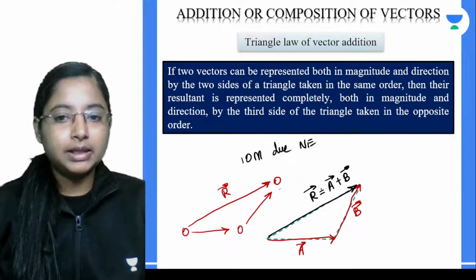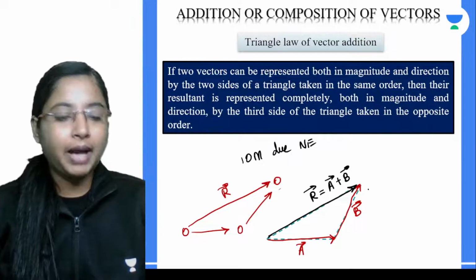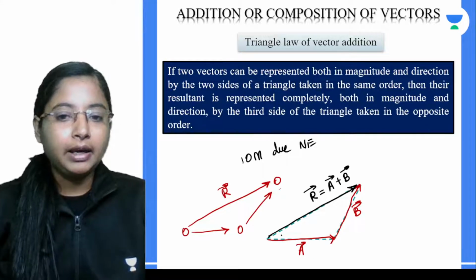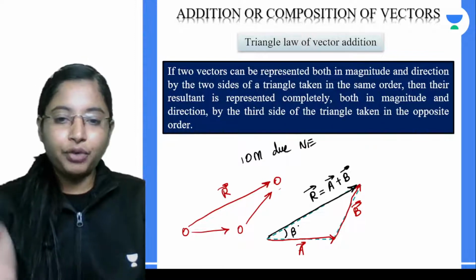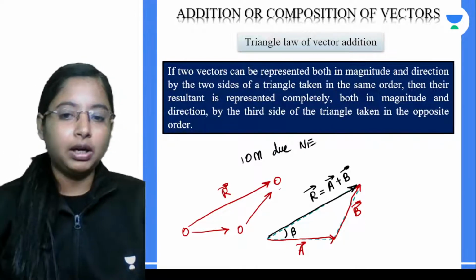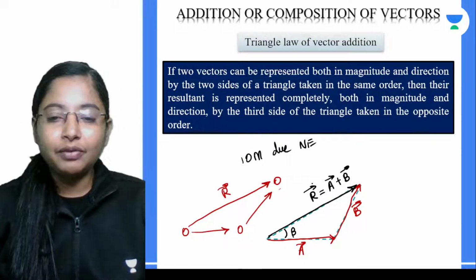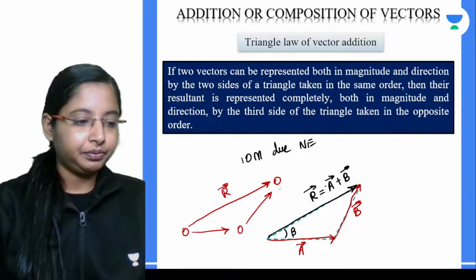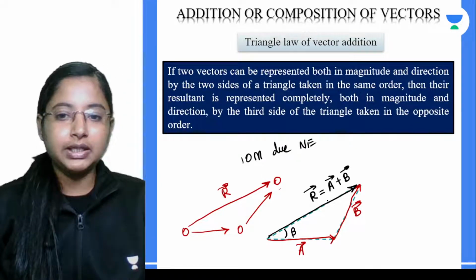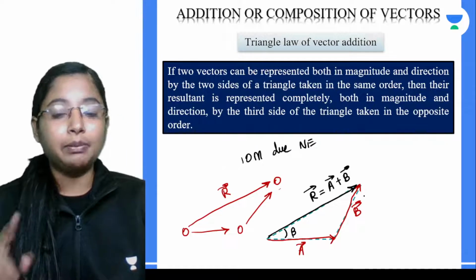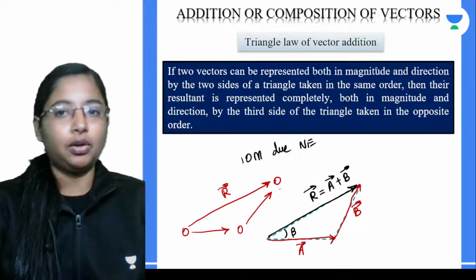Okay, so this R vector, the length of the vector will basically tell you the magnitude, that is the 10 meters, and from the initial vector A, let's take an angle beta. So from the initial vector A, if you go about a degree beta, that would end up giving you the final resultant vector. This gives you the third side of the triangle, and gives you both the magnitude and direction of the vector. So this is basically the triangular law of vector addition.